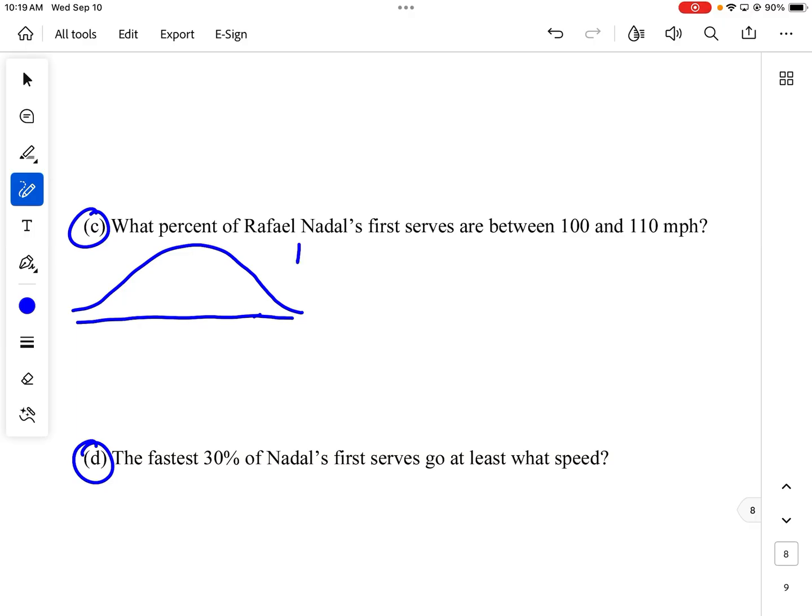And label, standard deviation is 6, mean is 115. So writing that is part of the drawing. So make sure to include that. I would go ahead and include where the mean is.